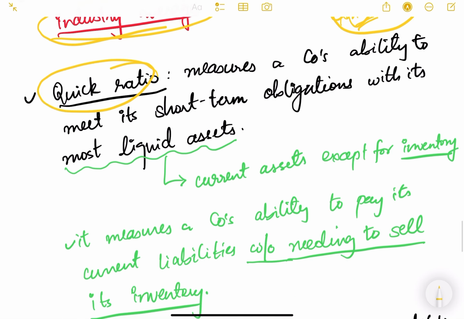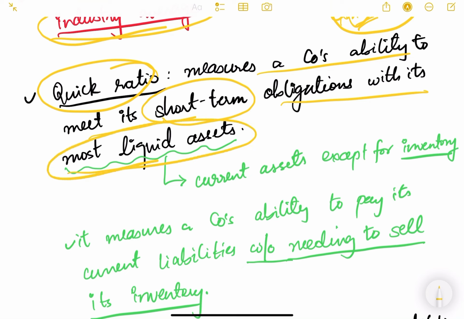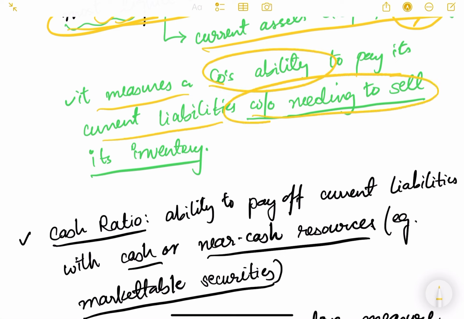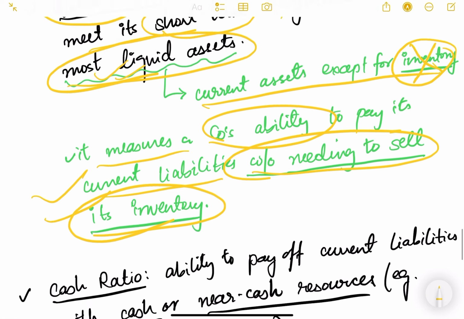Then quick ratio. Quick ratio measures a company's ability to meet its short-term obligations with its most liquid assets. Okay, it is most liquid, meaning, see, liquidity is increasing as we go from current ratio to quick ratio to cash ratio. Okay, so here we are looking at the most liquid ratio. So current assets except for inventory. Inventory is not considered to be the most liquid. That's why we subtract inventory from the current assets. It measures a company's ability to pay its current liabilities without needing to sell its inventory. Okay, see, this is the interpretation of the quick ratio.